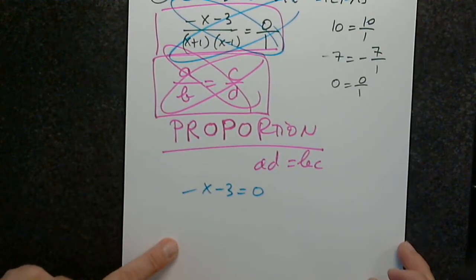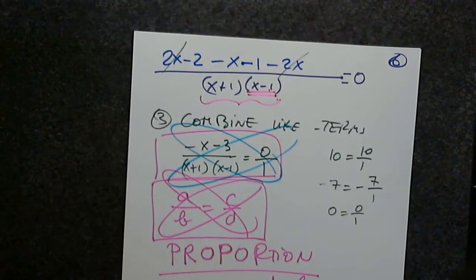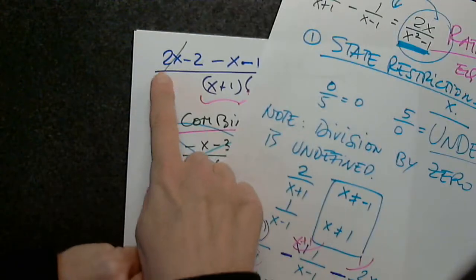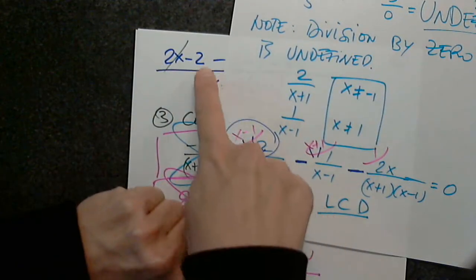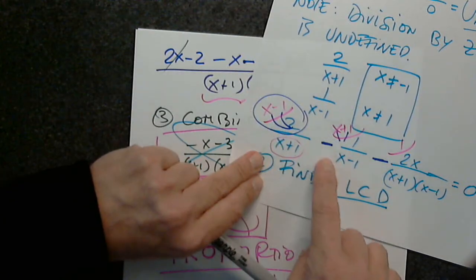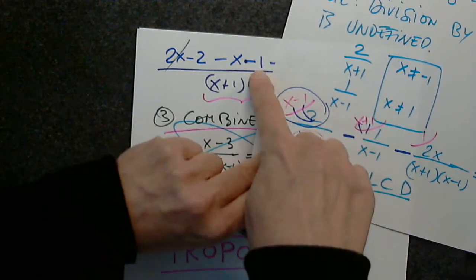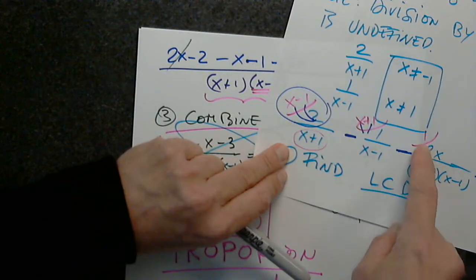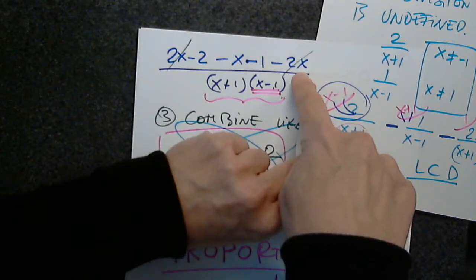Yes, Alex, go ahead. Going back up to 2x minus 2 minus x minus 1. Could you just review how that came to be? Sure. 2 times x is 2x. 2 times negative 1 is negative 2. Negative 1 times x is negative x. Negative 1 times 1 is negative 1. Negative 2x times 1 is negative 2x.